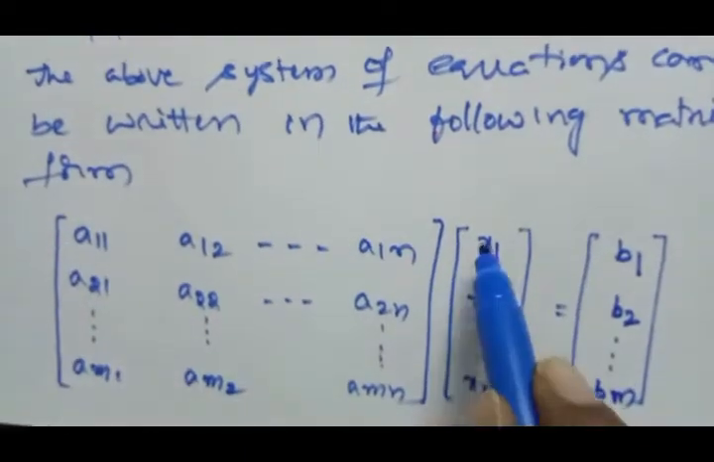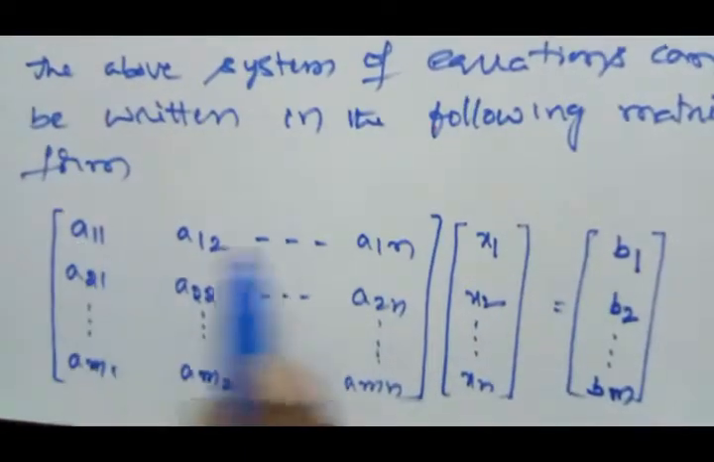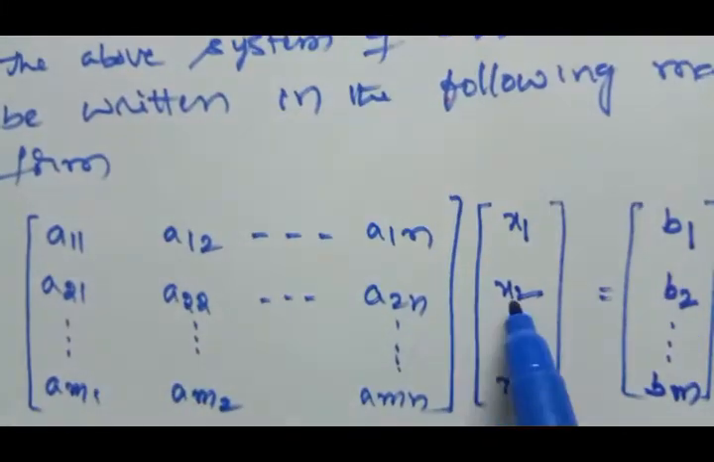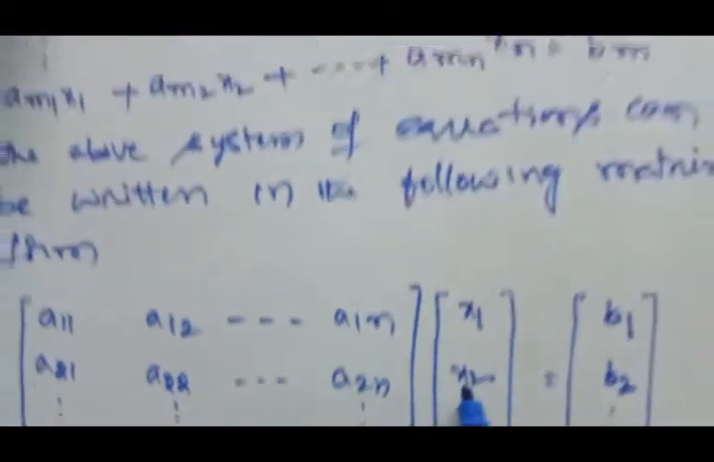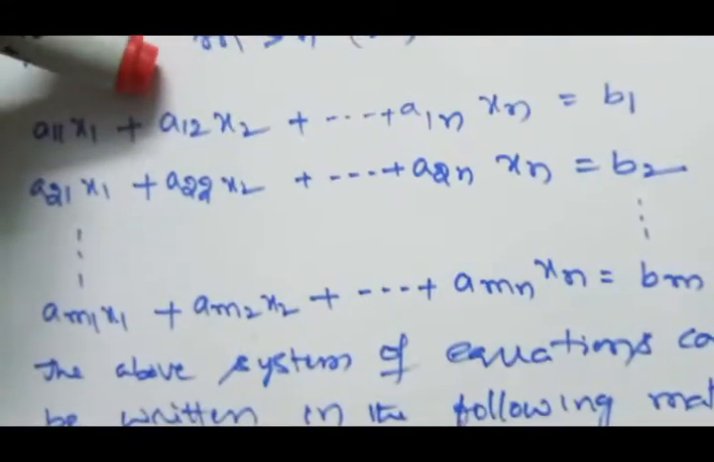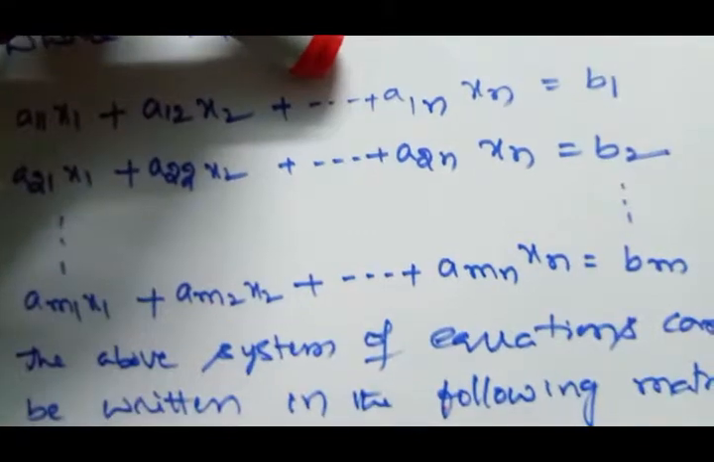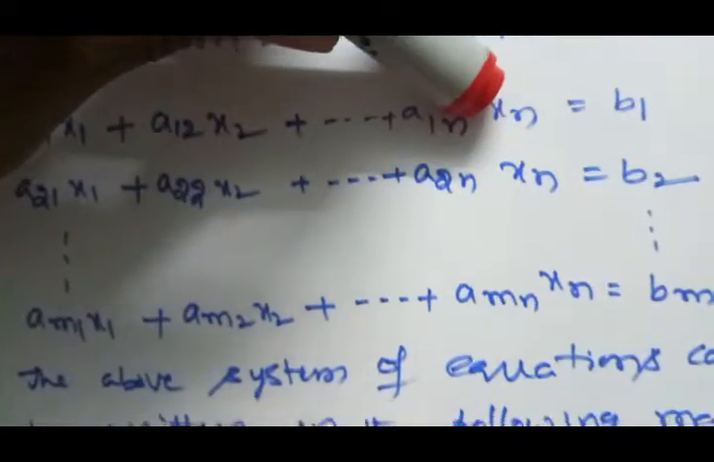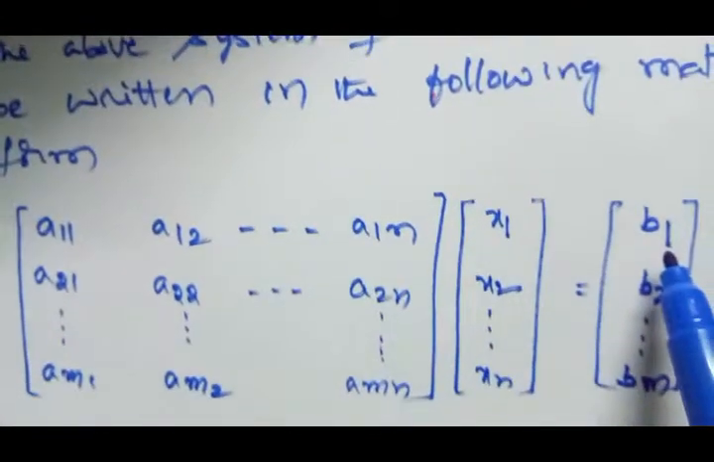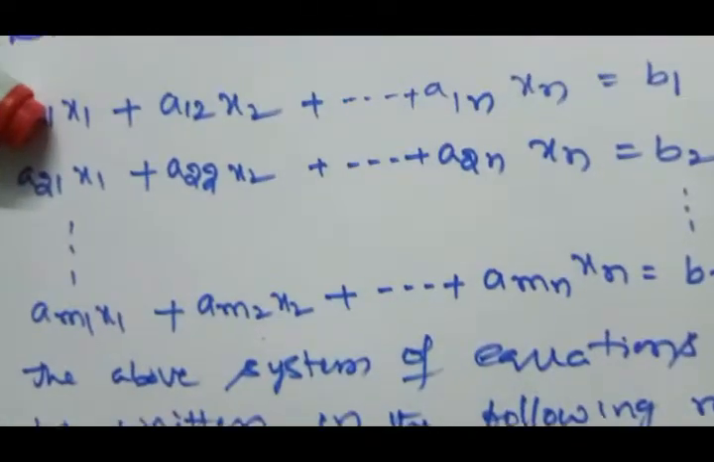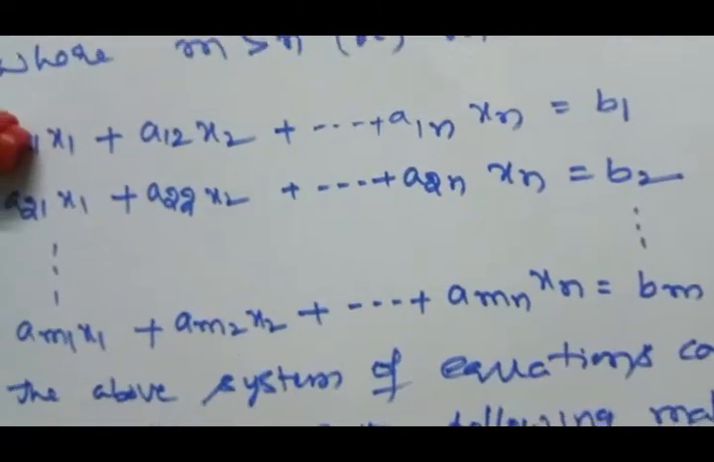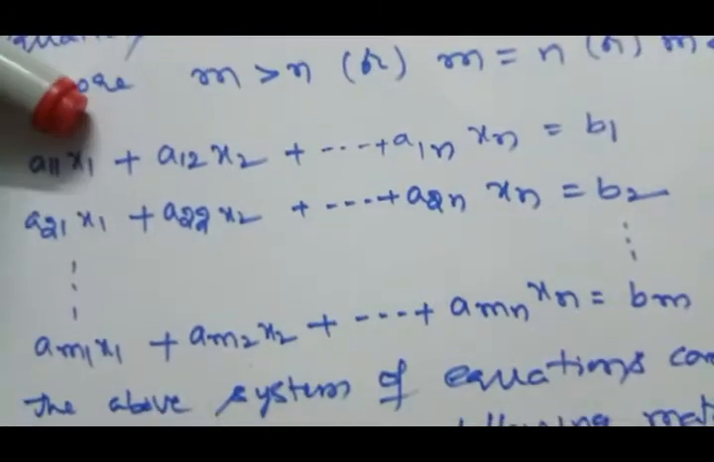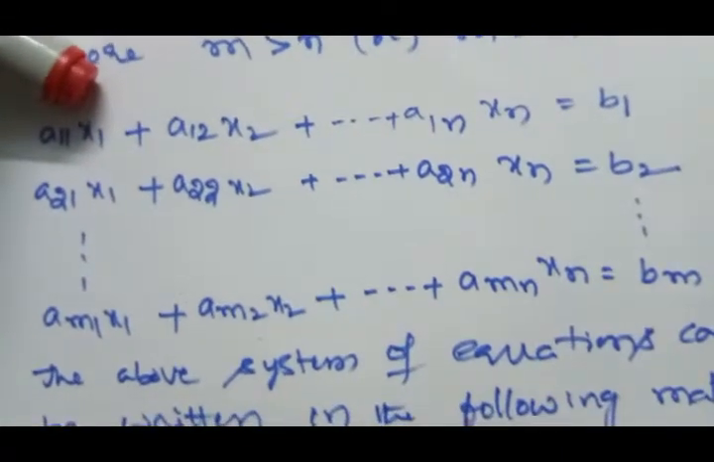If you multiply this first row, first column, we get A11 into x1 plus A12 into x2 plus and so on, A1n into xn is equal to B1. Similarly, second row and so on, mth row. We get the above system of equations.